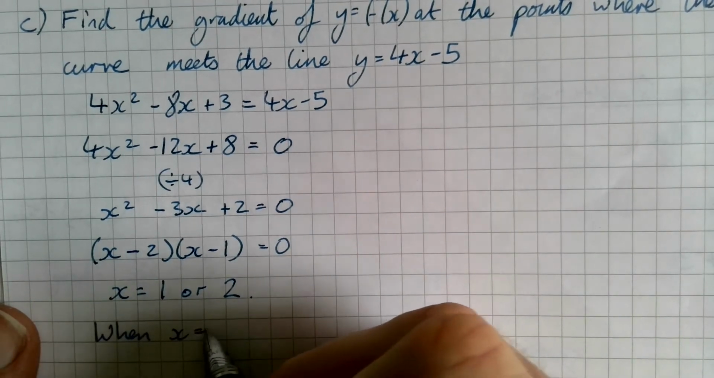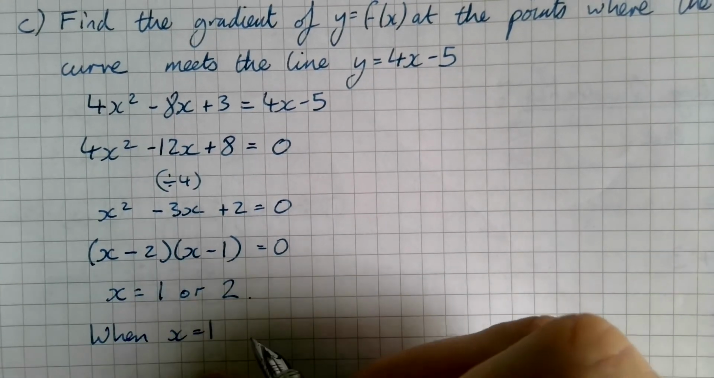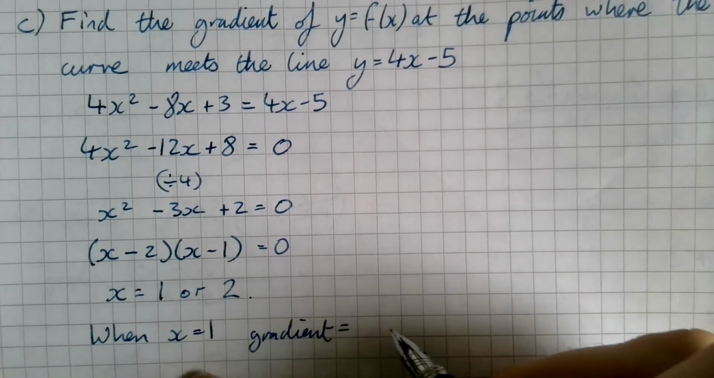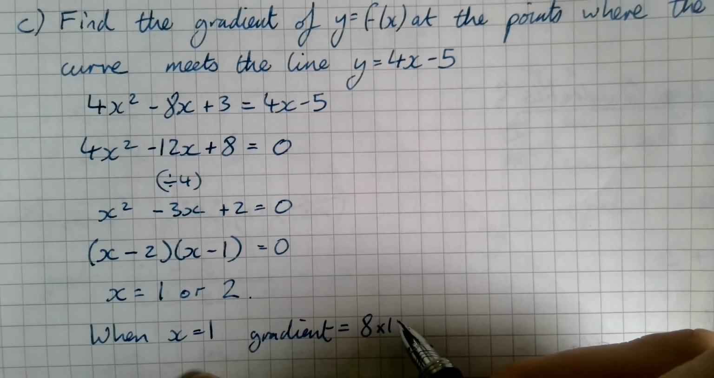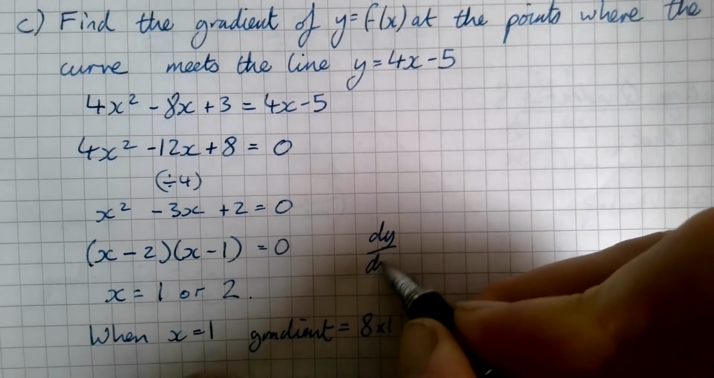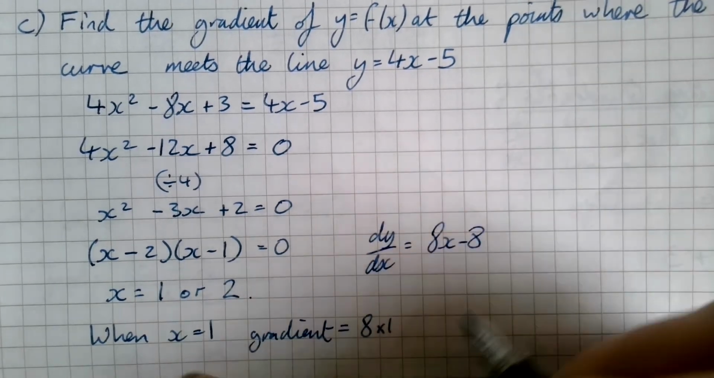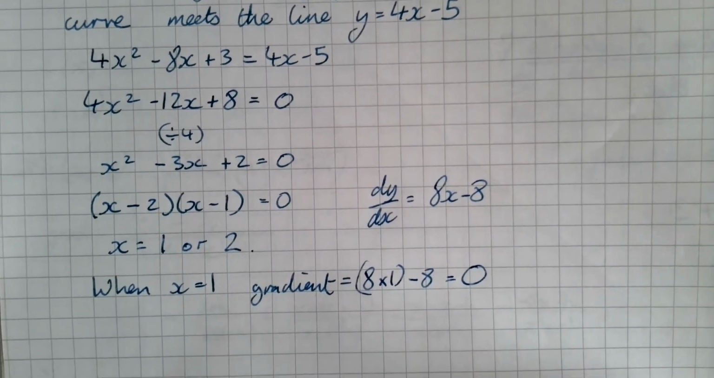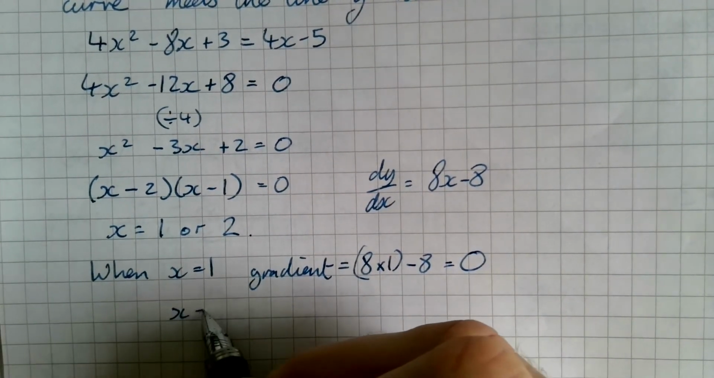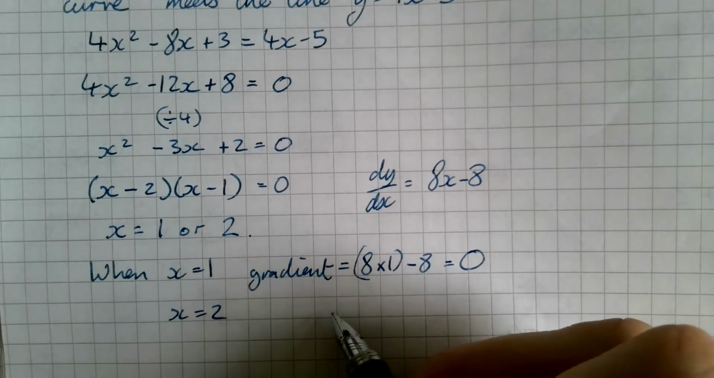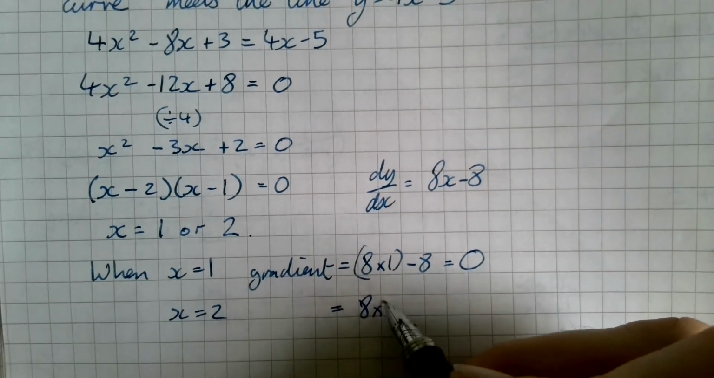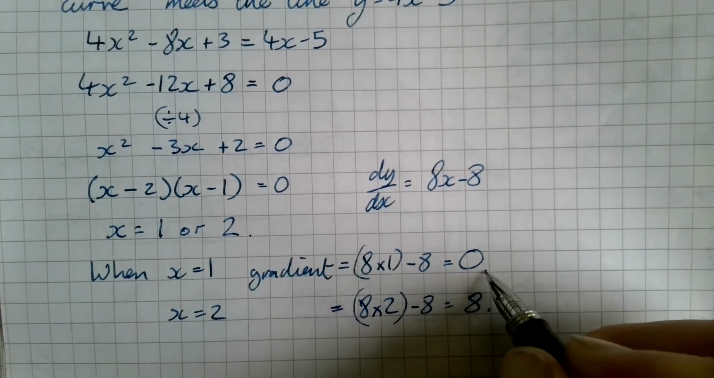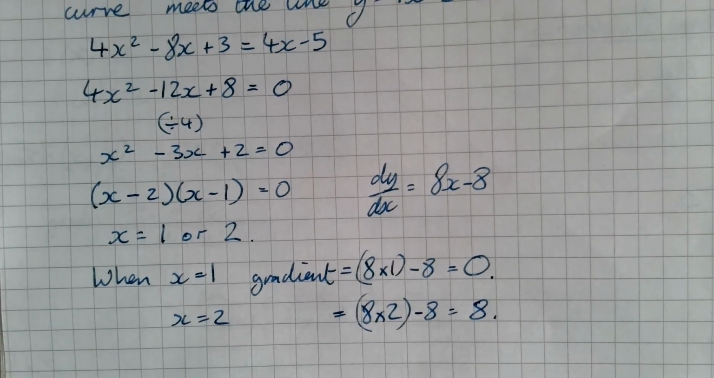When x equals 1, the gradient is going to equal 8 times 1, because that was, remember, we had dy over dx is 8x minus 8. 8 times 1 take 8, which is 0. And when x equals 2, the gradient is going to equal 8 times 2 is 16, take 8, which is 8.